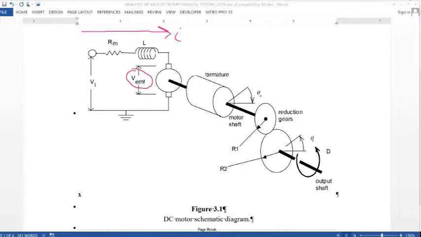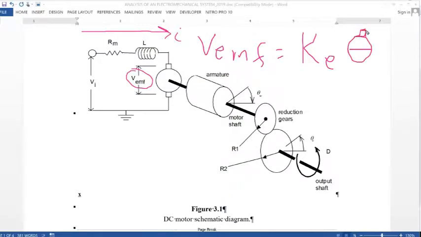And that back EMF voltage, V_EMF, is equal to the back EMF motor constant, K_E, times the velocity of the motor, theta dot. Sorry, my theta dot isn't very good. All right, so we've got that.